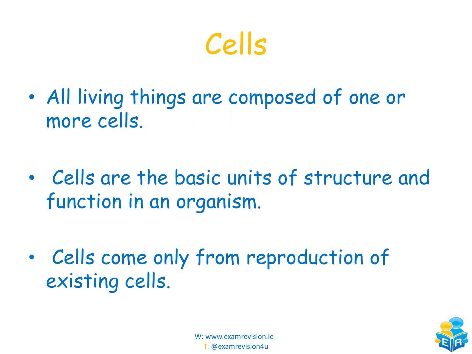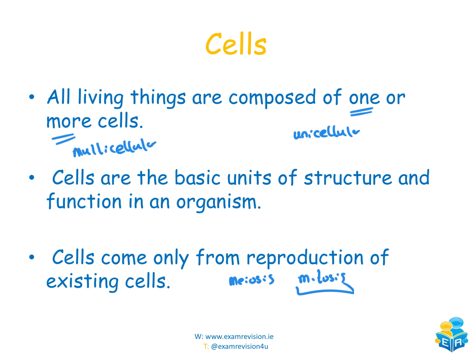So cells are capable of carrying out all of those processes of life. All living things are composed of one or more cells. If it's composed of one cell, it's known as unicellular. But if it's more than one cell, it's referred to as multicellular. We will be an example of a multicellular organism. Cells are the basic units of structure and function in an organism, and they can only come from the reproduction of existing cells, and we will be having a look at that towards the end of the session. There's two types of cell division which we'll be looking at. We have meiosis, and then mitosis will be the main one that we're going to be focusing on today.